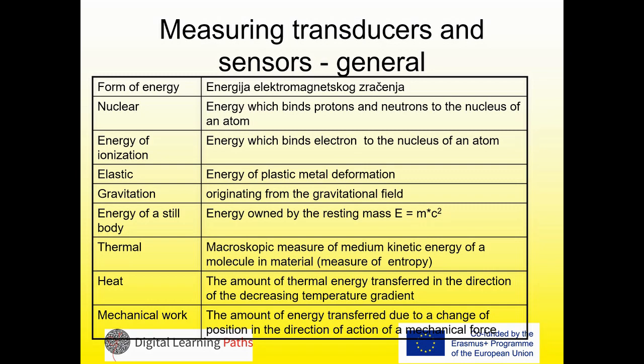Energy of a resting body. This is the energy owned by the resting mass. E equals m times c squared. Thermal energy, which is a microscopic measure of the mean kinetic energy of a molecule in a material, or the so-called measure of entropy. Heat energy is the amount of thermal energy transferred in the direction of the decreasing temperature gradient. And mechanical work energy, which is the amount of energy transferred due to a change of position in the direction of the action of a mechanical force.